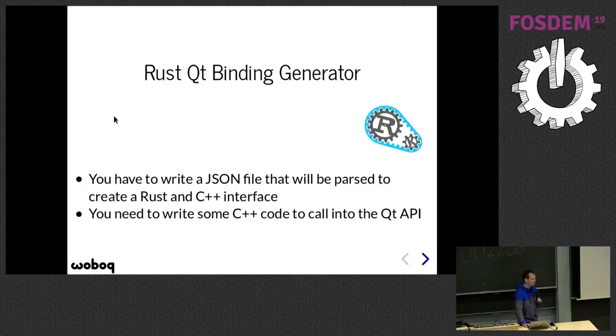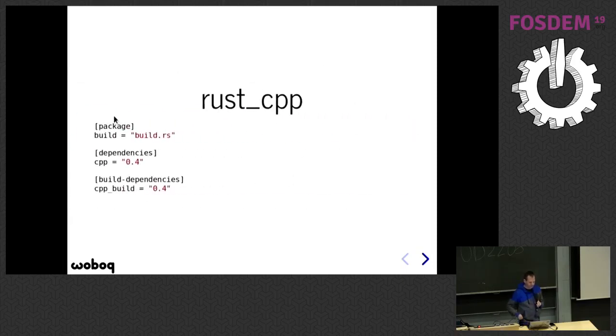And this is a good tool. But what I really wanted to do is to have really idiomatic Rust code, so that you do not need to write any C++, you do not need to know anything about C++. So I didn't want to write manually all my extern C functions, and I found this crate, rust-cpp, to which I then later contributed.